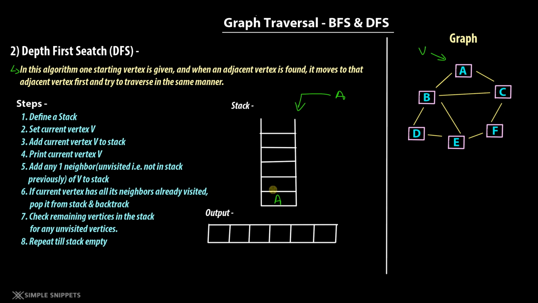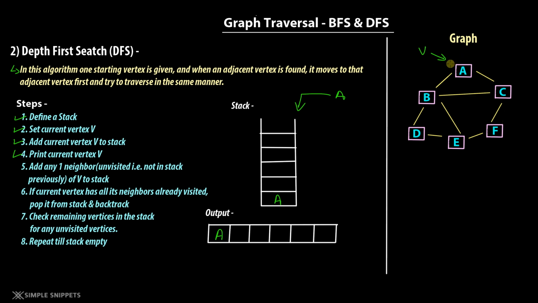I hope you know first in last out and first in first out and all those linear data structure concepts. We've talked about all of these data structures previously in this DSA course. So step 2 is done. Step 3 is to add the current vertex to the stack. Of course, step 3 is also done. We've added it to the stack. Step 4 is print the current vertex, basically print it as the output.